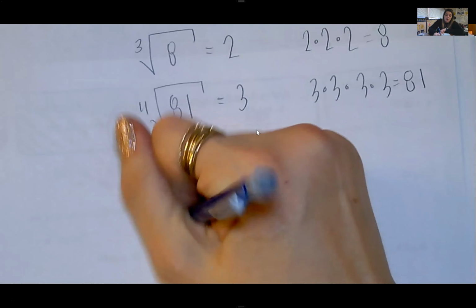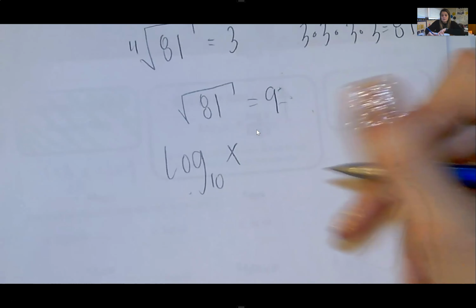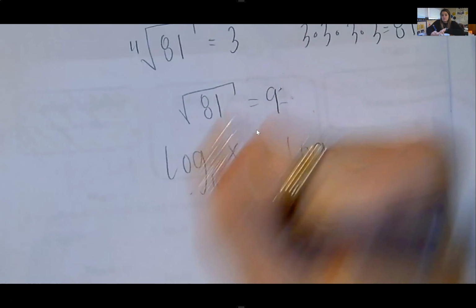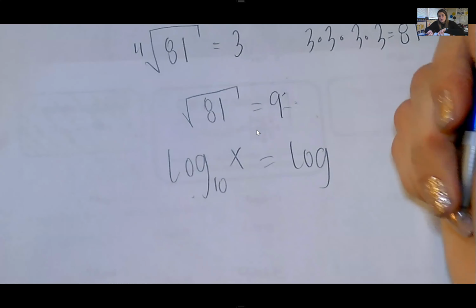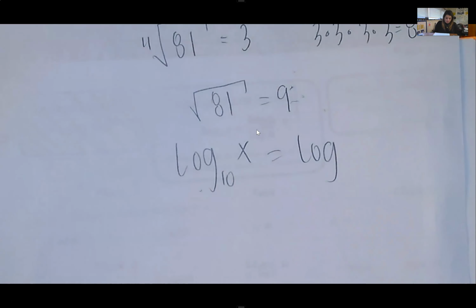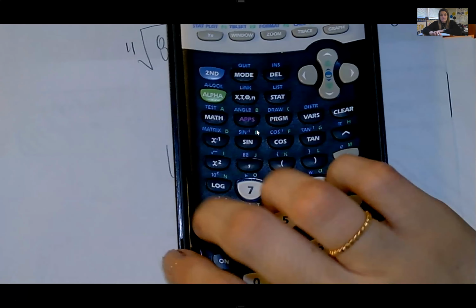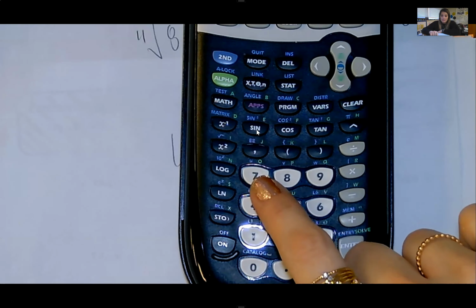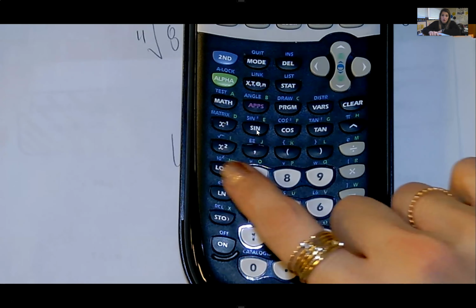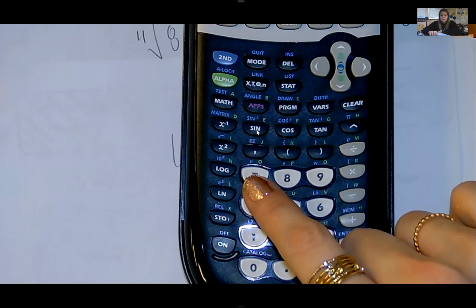It's the same with log base 10. Log base 10 is so common that we just write log, and when we see log, we have to know that it's base 10. The advantage of having a common log is that now on our calculator we have a log button. Right next to the 7 is our log button. This is going to allow us to evaluate logs very easily.